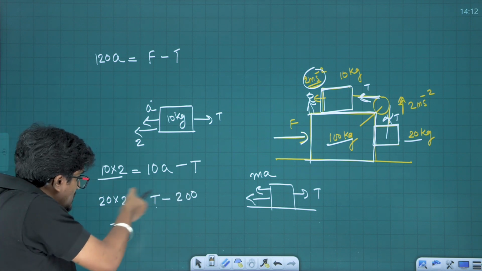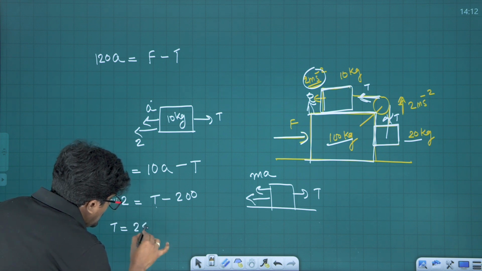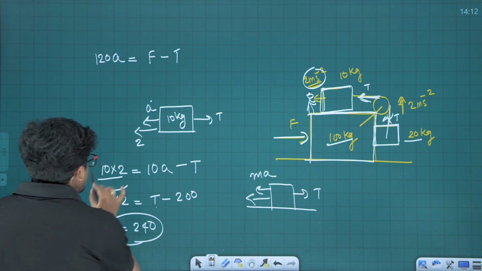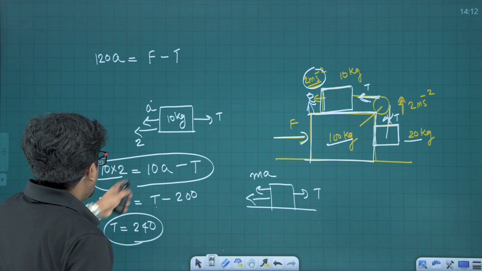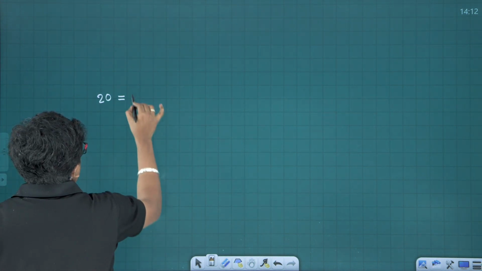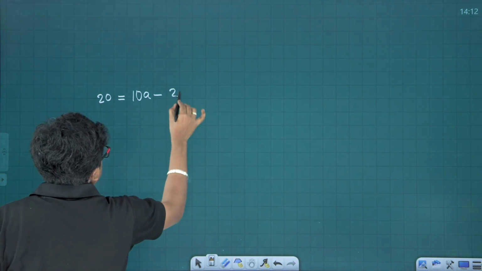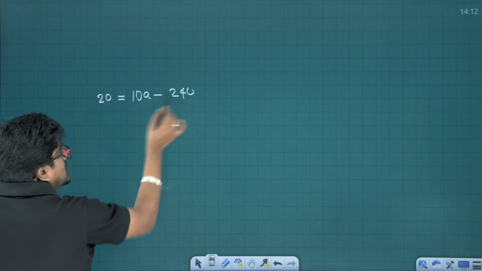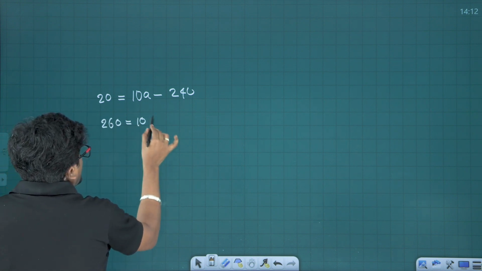So from here, what is capital T? Of course, this will come towards the left. Here this is 200 and I have got 40 here. So capital T is what? 240. Capital T is 240. Now let me substitute that here. If I substitute that value, here this says 20, that was equal to 10A minus capital T, we got it as 240. So this will come towards the left. 240 plus 20, that is 260. That's equal to 10 times A.